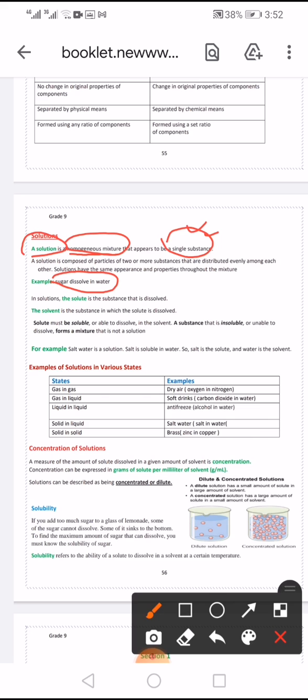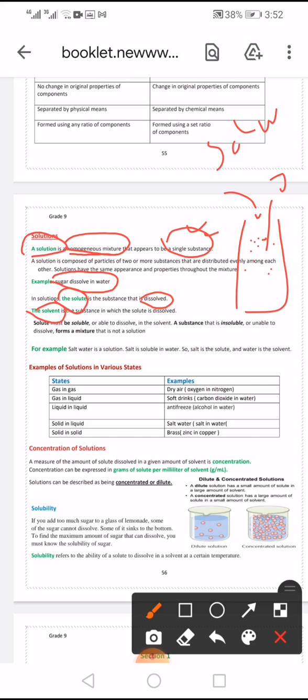Inside the solution, there are a solute and a solvent. What is the difference between solute and solvent? A solute is the substance that is dissolved in a solvent, like salt. When you dissolve salt inside water, this particle is called the solute, while water is the solvent.